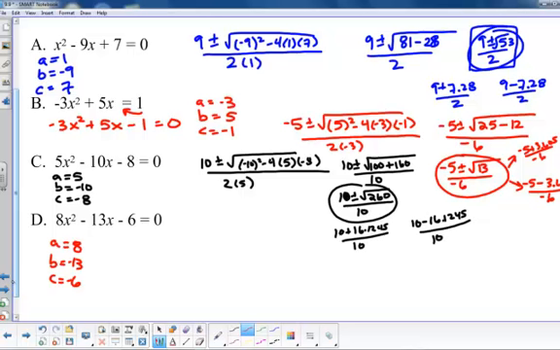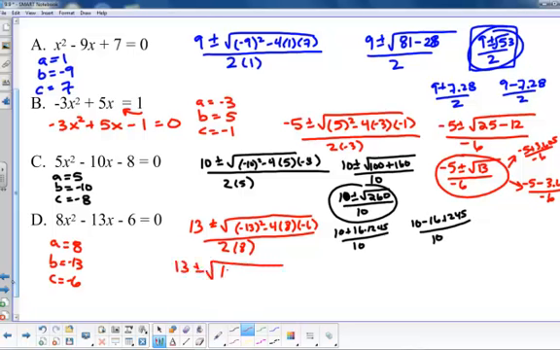Negative B, plus or minus square root b squared minus 4ac divided by 2a. So 13 plus or minus square root of 169 minus 4 times 8 times 6 is 192. It's actually a plus because of the two negatives. All over 2 times 8, which is 16.